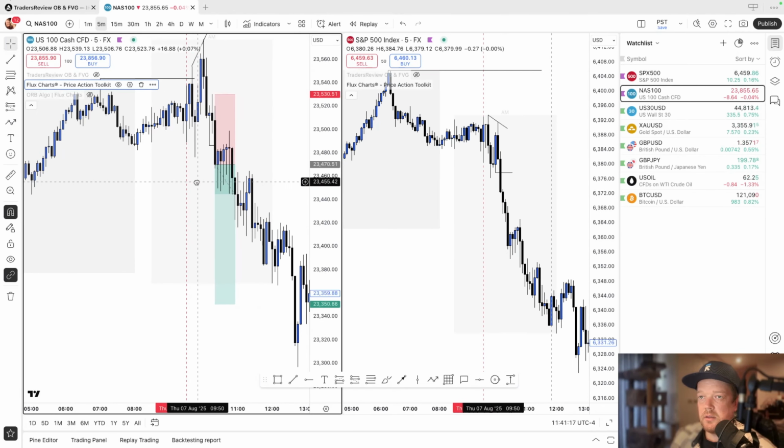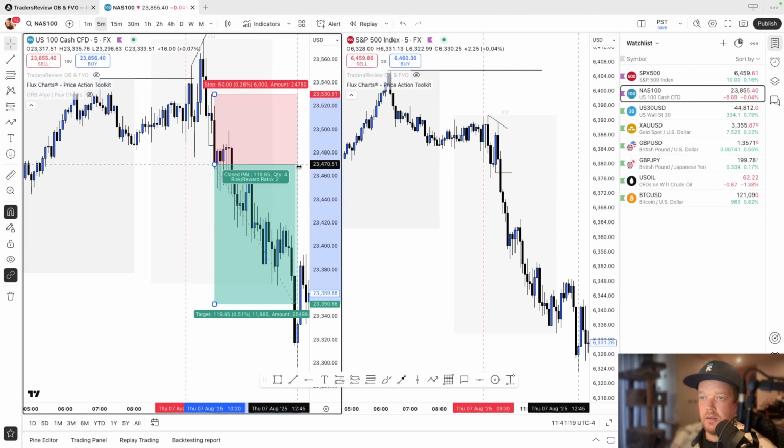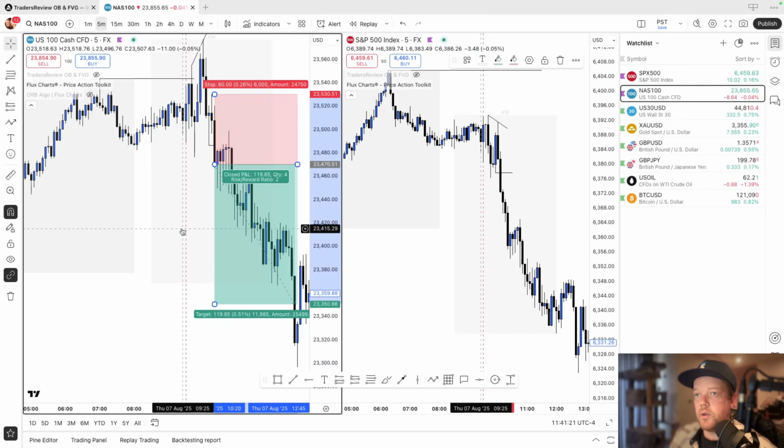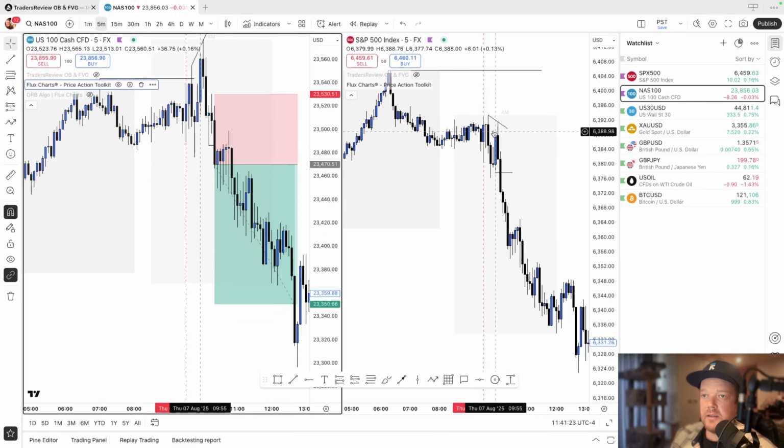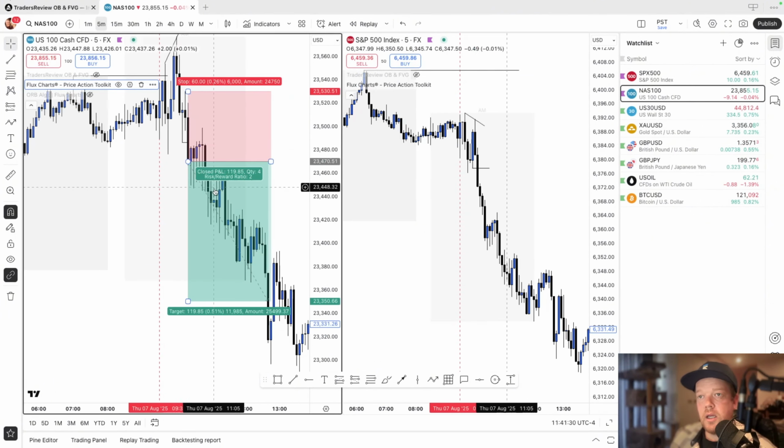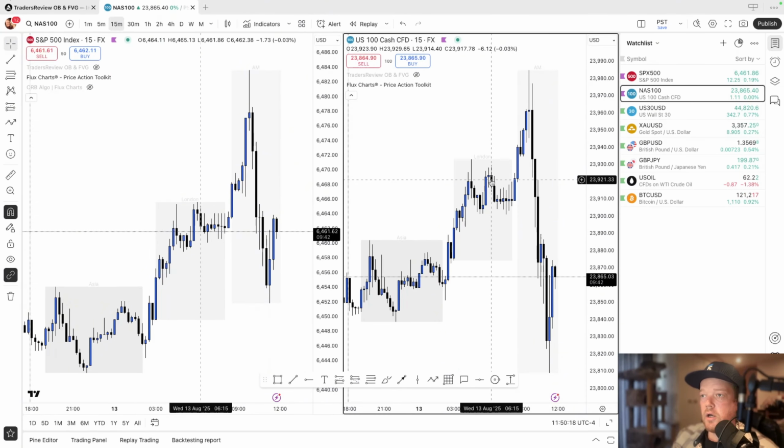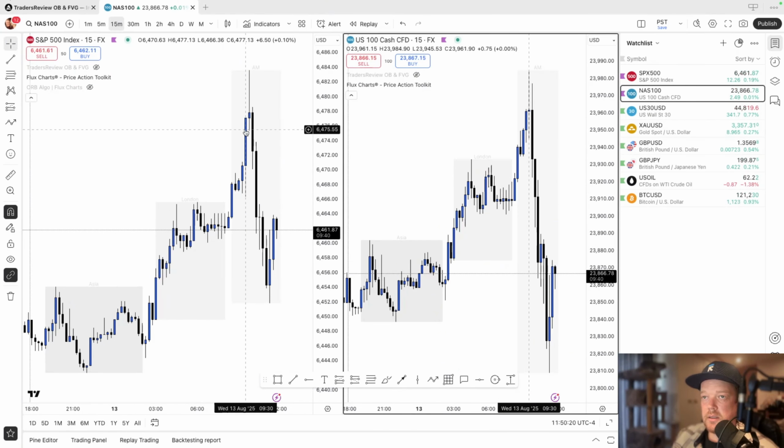When we zoom out, you can clearly see this trade was perfect because we had this divergence on the S&P and Nasdaq. S&P was moving down, and then we had our entry here on Nasdaq, and we had a beautiful sell. All right, let's actually look at today's price action.